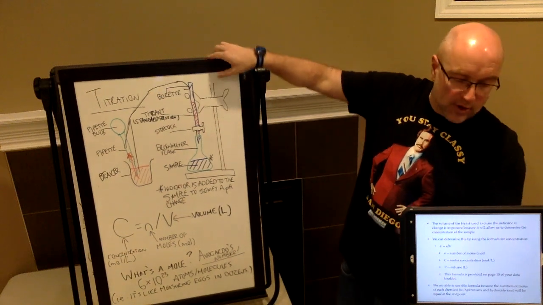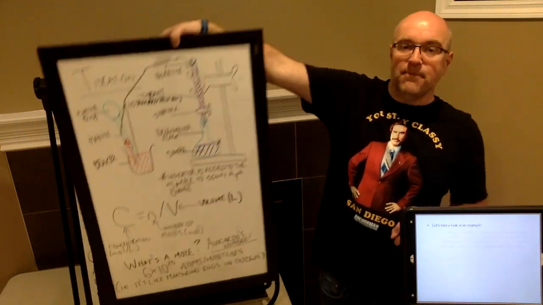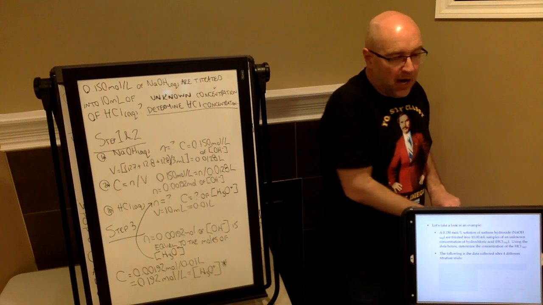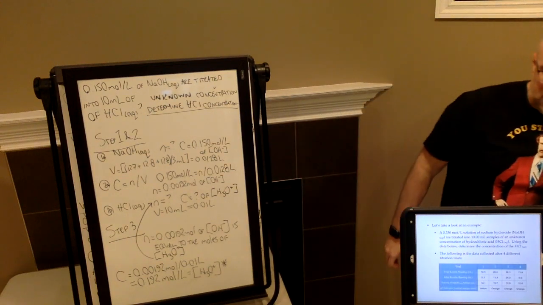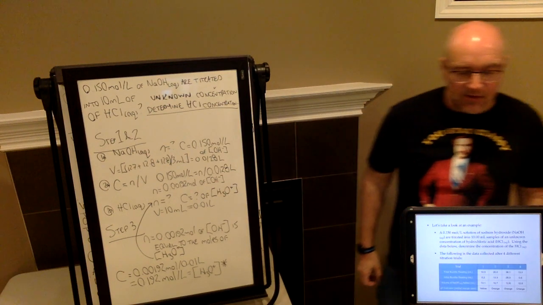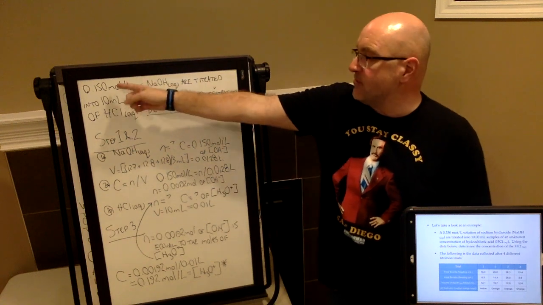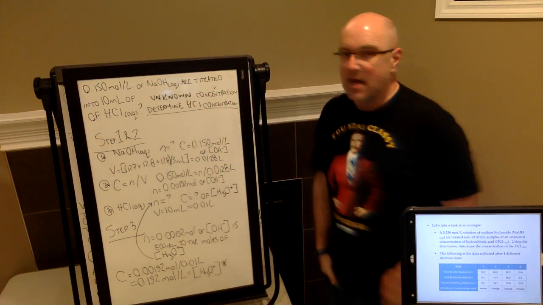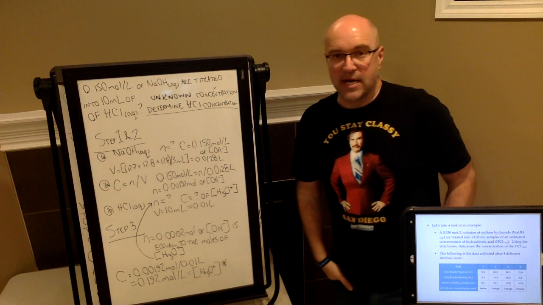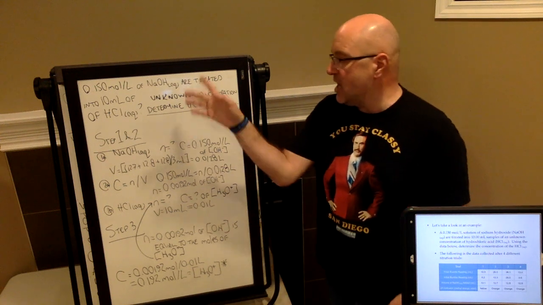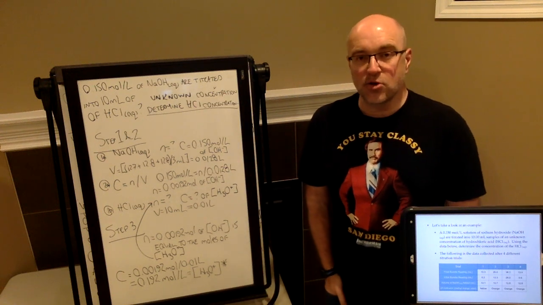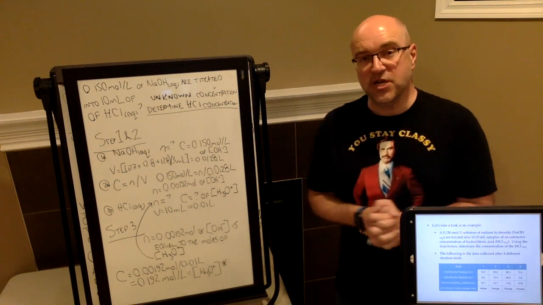Let me explain how that works using an example. Here's an example in your notes. It's up there. You see the results of a titration that's been done. You've got a solution of 1.50 moles per liter sodium hydroxide. That's the titrant. It's going to be titrated into exactly 10 mL of an unknown concentration of hydrochloric acid. Determine the concentration of the acid.